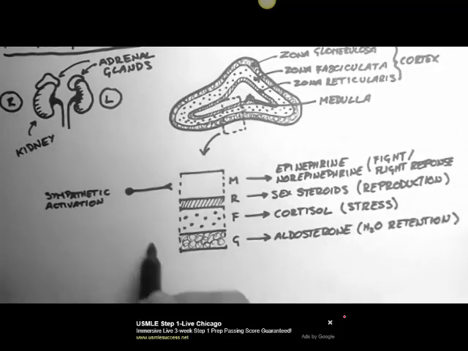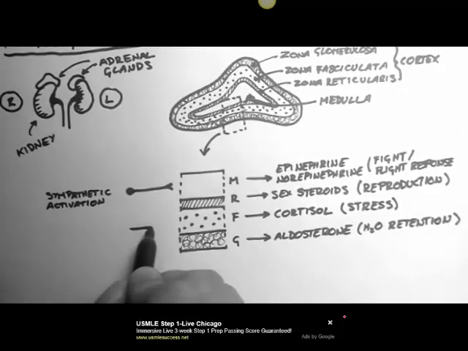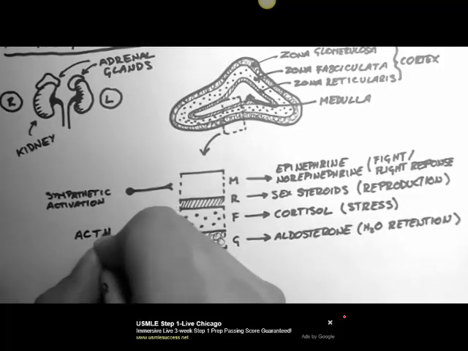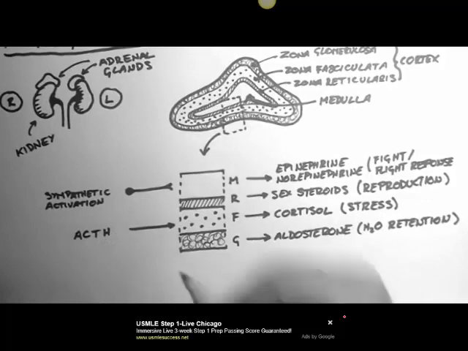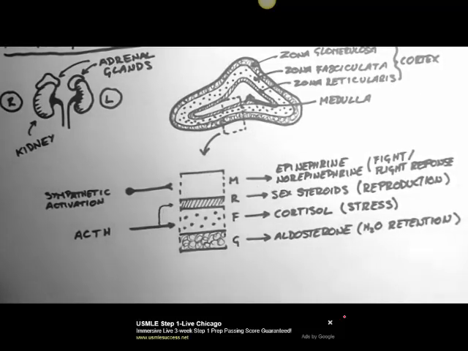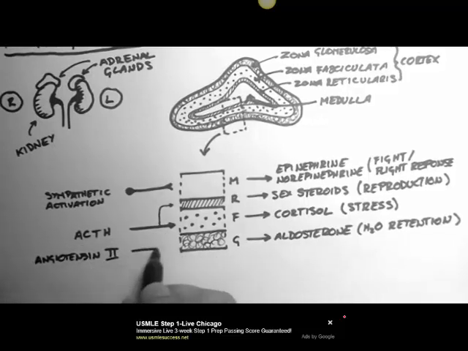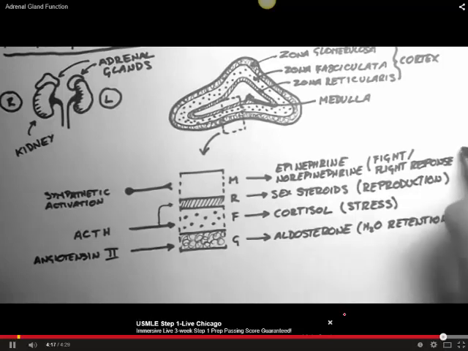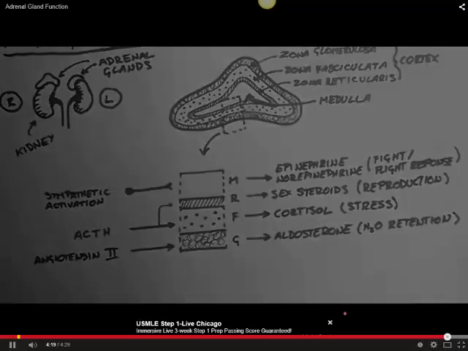ACTH, or adrenocorticotropic hormone, releases cortisol from the fasciculata, but it also has a minor effect on the reticularis in releasing sex steroids. ACTH is released from the pituitary. Angiotensin 2 causes the release of aldosterone, and it's part of the renin-angiotensin-aldosterone pathway. And that's an overview of adrenal gland function.